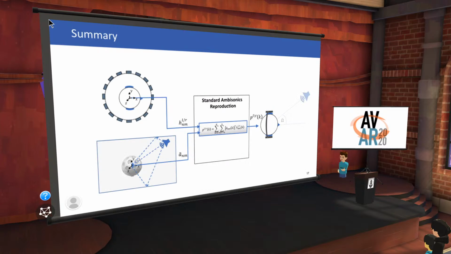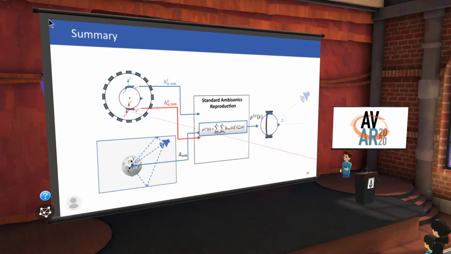So to summarize the method, this is the standard Ambisonics reproduction. We have the Spherical Harmonics coefficients of the HRTF and the Ambisonic signal of the sound field. We can perform the binaural reproduction in the Spherical Harmonics domain. And we are suggesting to use the ear-aligned HRTF.